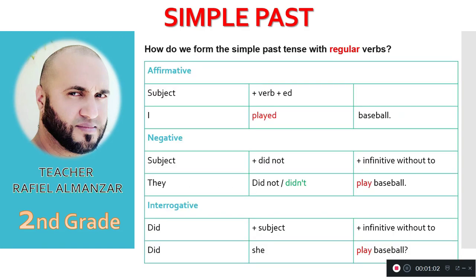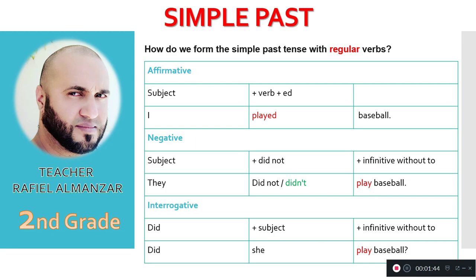How do we form the simple past tense with regular verbs? In an affirmative sentence, first we write the subject plus the verb plus ed at the end of the verb and the rest of the sentence. For example, in this case, we are going to use I as a subject and the verb play. So I write I play with the ed at the end, so it's I played baseball as the rest of the sentence.